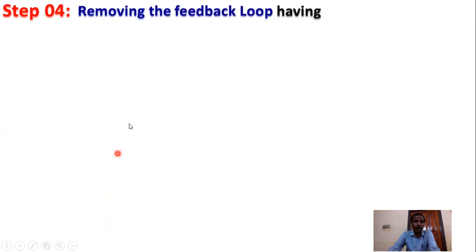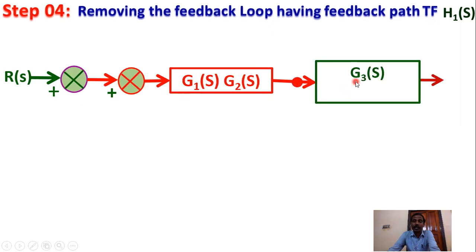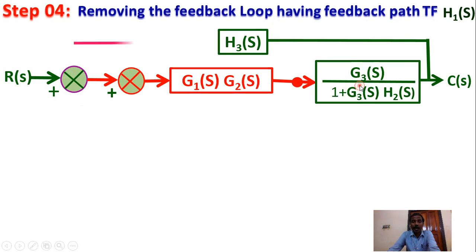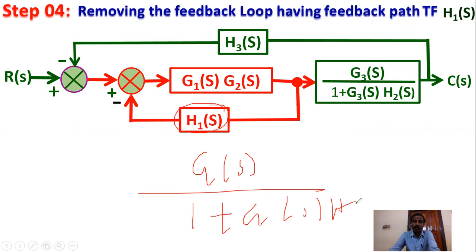Then step number 4, removing the feedback loop having feedback transfer function, TF means transfer function, H1(s). So R(s) reference input, summing point, G1(s) into G2(s). This is G3(s), and this is the feedback H3(s), and this is the feedback H1(s). Removing the feedback loop having feedback path transfer function H1(s). So remove this feedback H1(s). And what is the definition? G(s) by 1 plus G(s) into H(s), where G(s) is equivalent to G1(s) into G2(s) and H(s) is equivalent to H1(s).